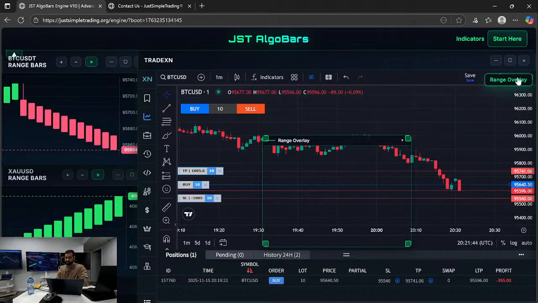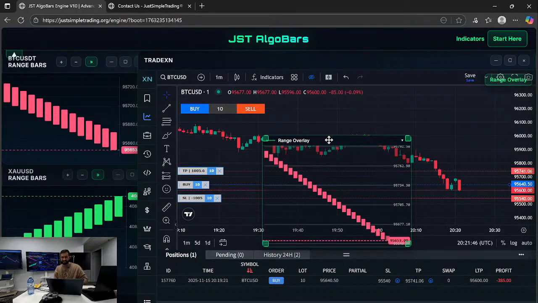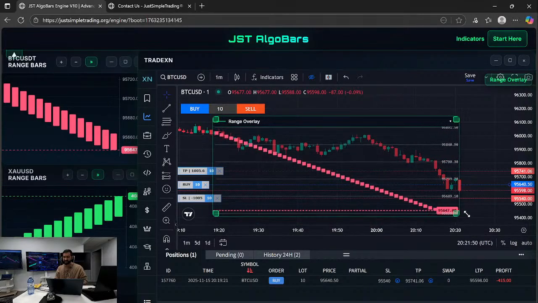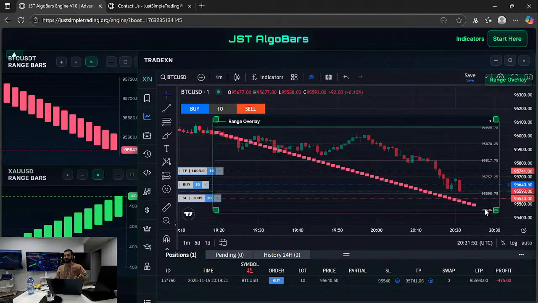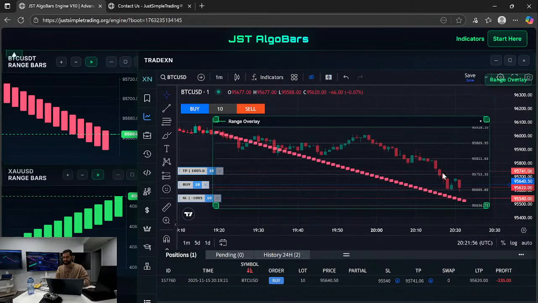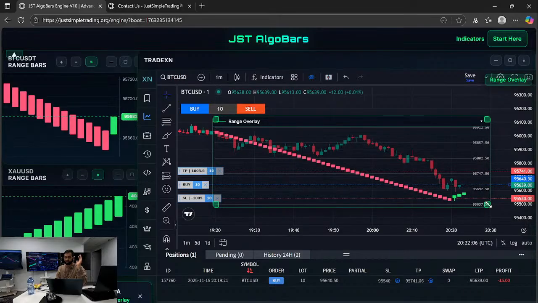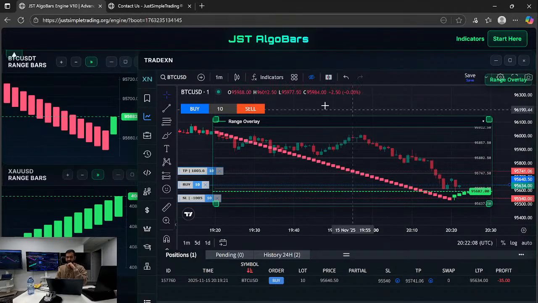If I click range overlay, what it does is you can actually just cover the time-based candles with the range bars. You can cover it so that you can see what's happening in the background, but you're actually now looking right at the range bars themselves. How do we use the range bars overlay function? What I like to do is position it so it's totally covering these time-based candles.